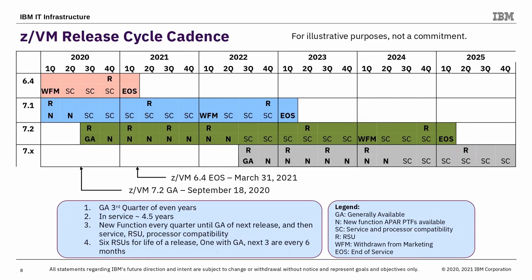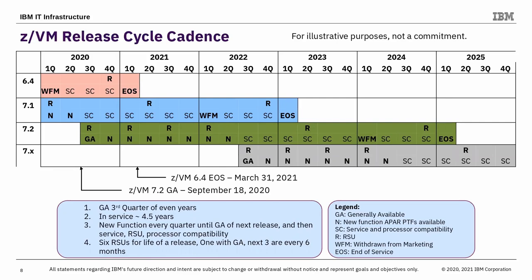So here's the release cycle cadence, and we should all be fairly used to this by now, but it's always worth a reminder. I always have to look and remind myself of exactly how the timings work, but I'm just about getting used to it. GA for each release now is in the 3rd quarter of even years, so that doesn't overlap with the z/OS release cadence, which is 3rd quarter of odd years. Each release is in service about 4.5 years.